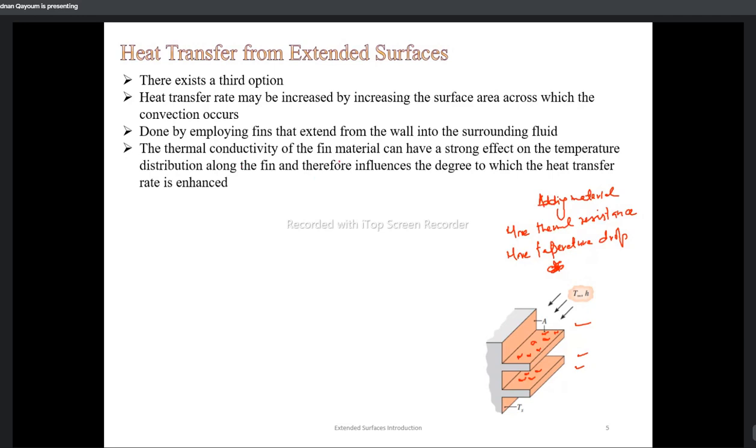The thermal conductivity of the fin material can strongly affect the temperature distribution along the fin, dekhi na? Because you'll be having some temperature distribution along the fin, so that influences how much heat transfer is enhanced. Wohi aapko batayega how much heat transfer is enhanced. Enhancement ho gaya ya nahi ho gaya? Theek hai na? So what should be a good case? What should be a desirable condition for choosing a fin now?